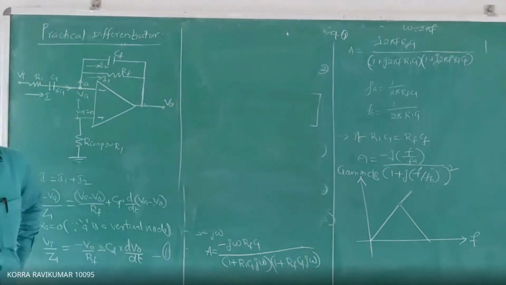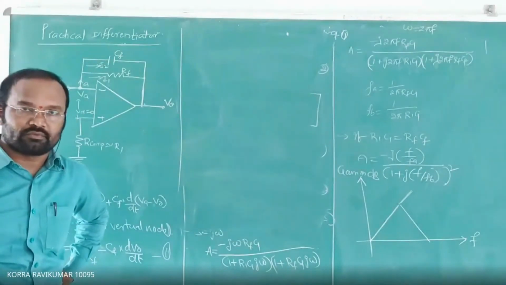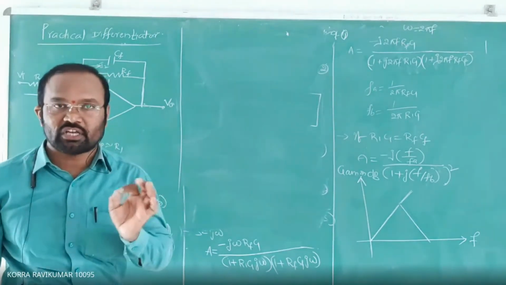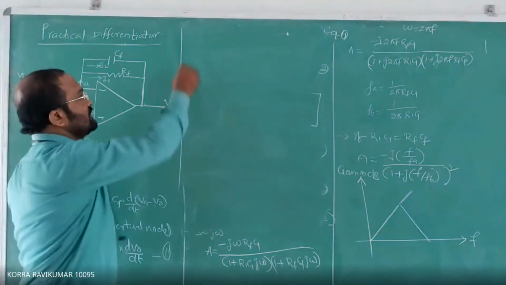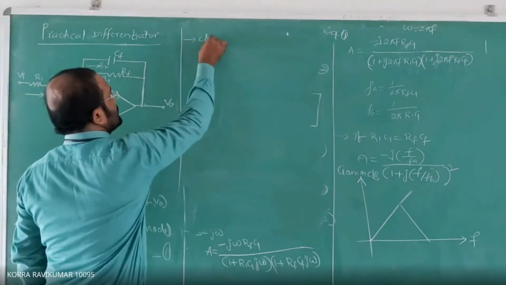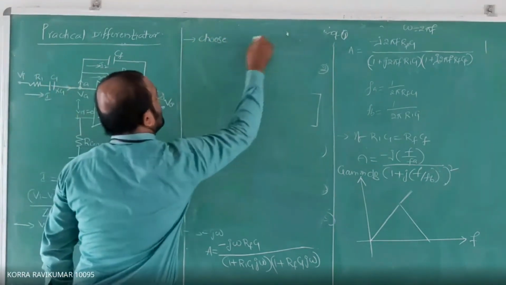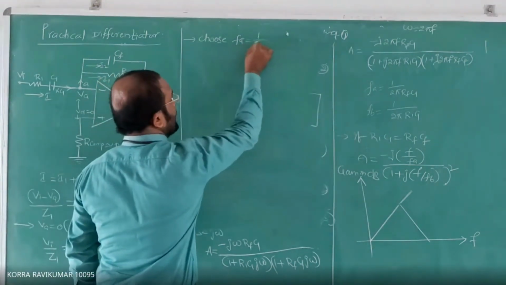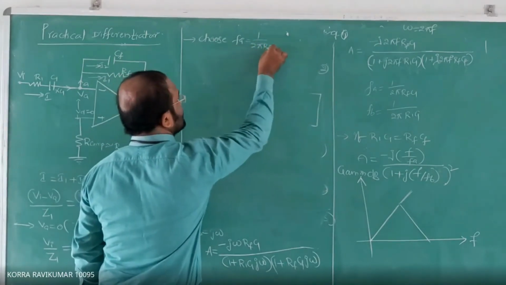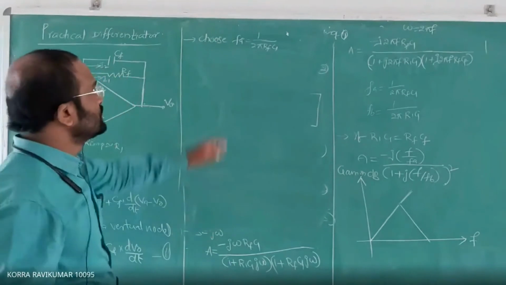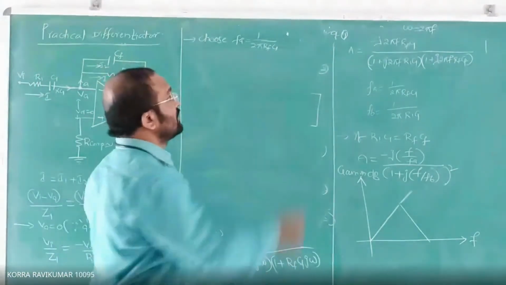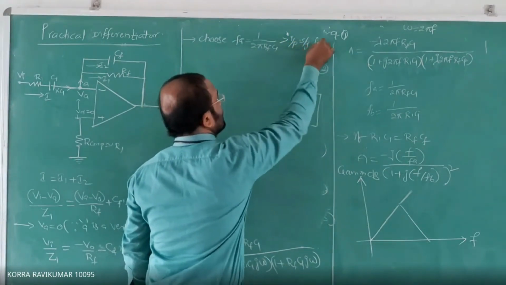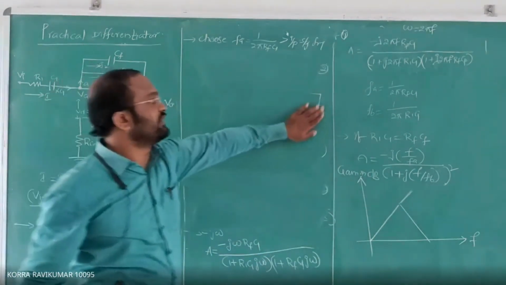To design a perfect differentiator, we need to consider a few points. What is the first point? The first point is choose fA, which is equal to 1 by 2 pi RF into C1. Choose this fA value such that it should be greater than the input signal frequency. It should be greater than the input signal frequency.